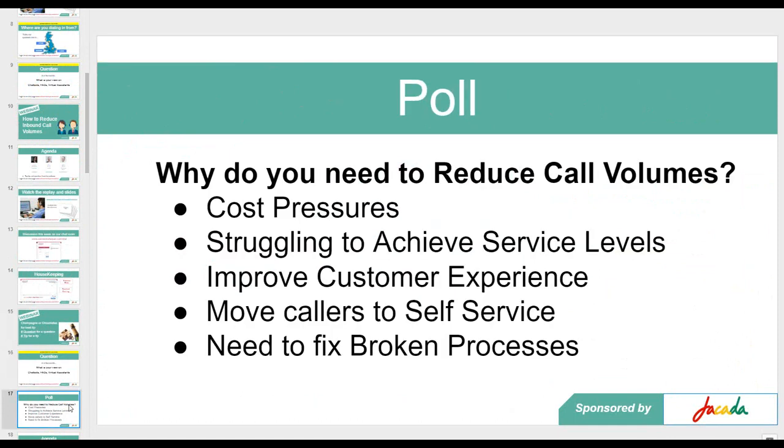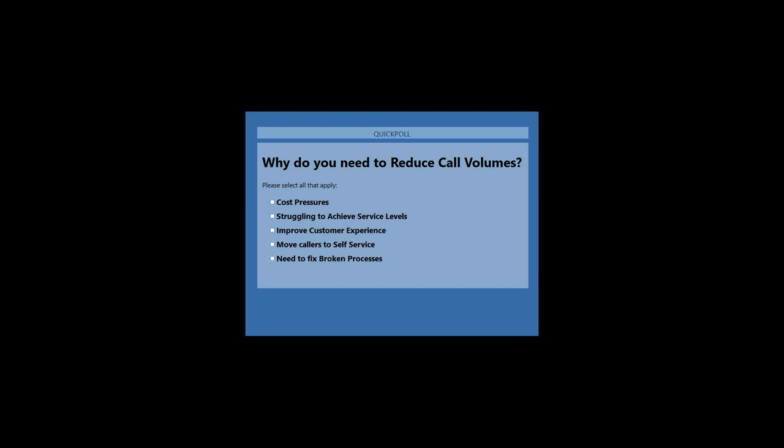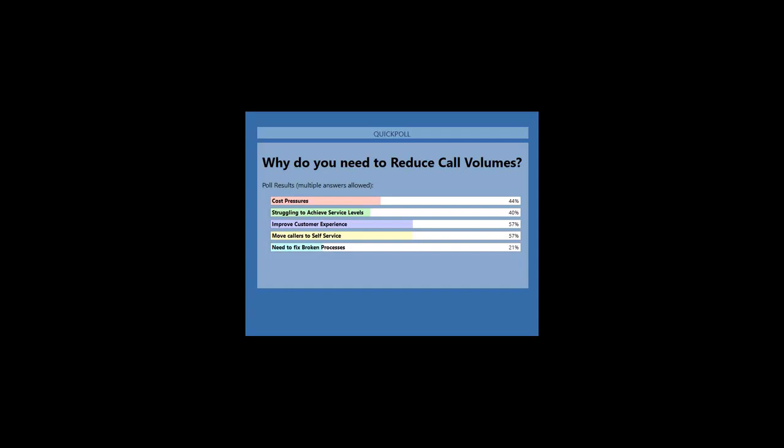Just going to launch a poll before we get going, and I just want to ask the question about why do you need to reduce call volumes? If you'd like to vote, and you can vote on more than one thing, is it cost pressures? Is it because you're struggling to achieve service levels? Is it because you need to improve the customer experience? Is it because you need to move callers to self-service? Or is it you've got broken processes that you need to fix? So perhaps you pick the top couple or top three that apply to you. Phil, which one do you expect likely to come up top? I've got a feeling it's going to be cost pressures. At the same time, I wouldn't be surprised if struggling to achieve service levels features quite highly as well. Well, let's have a look at the results. We'll share those up on the screen now.